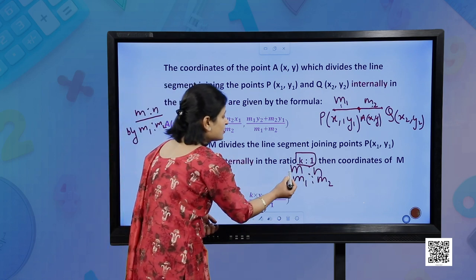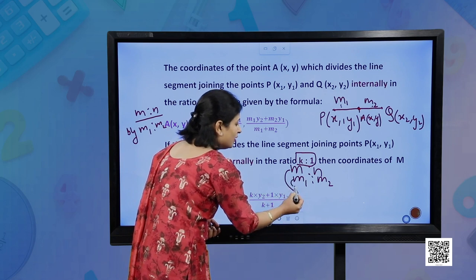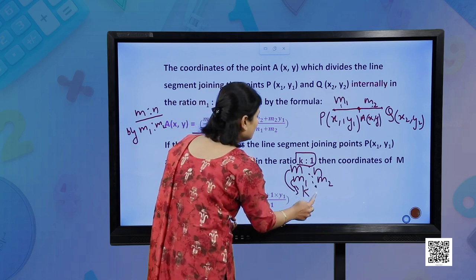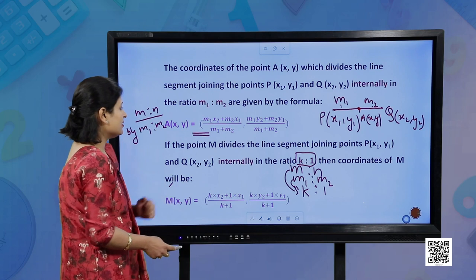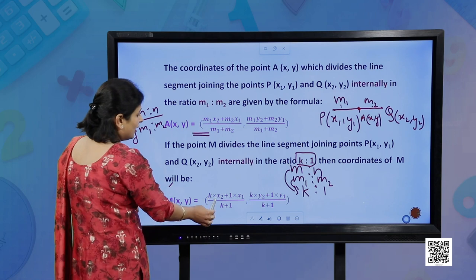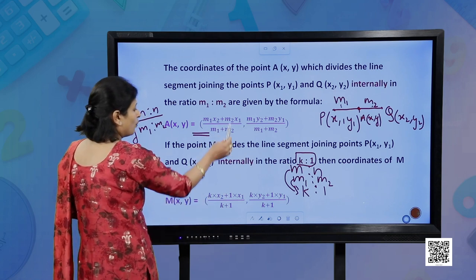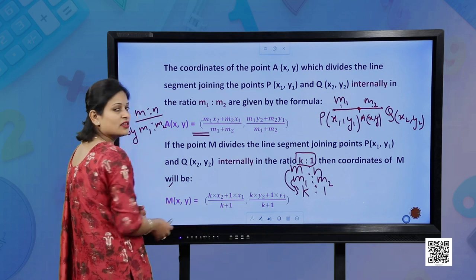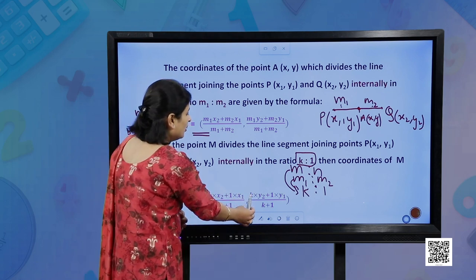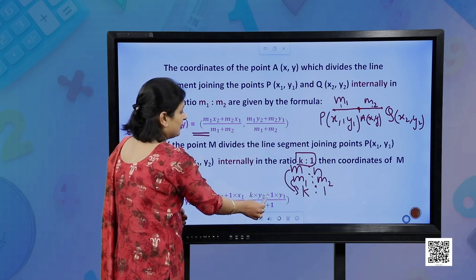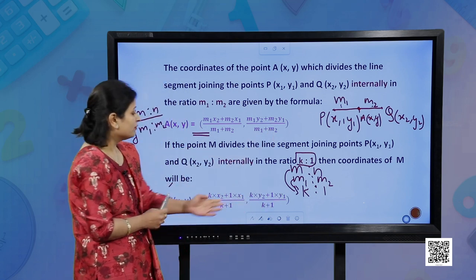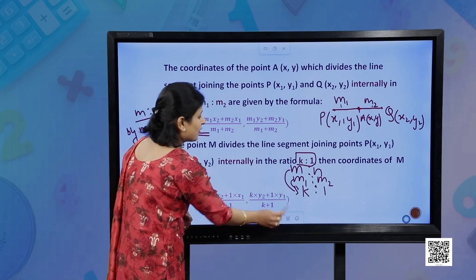So what will you do? Instead of m or m1, you will write k, and instead of n or m2, you will write 1. So just replace m1 by k and m2 by 1. You will get (k x2 + 1 x1) divided by the sum of the ratios, which is k + 1, and for the y coordinate (k y2 + 1 y1) divided by the sum of the ratios, which is k + 1.